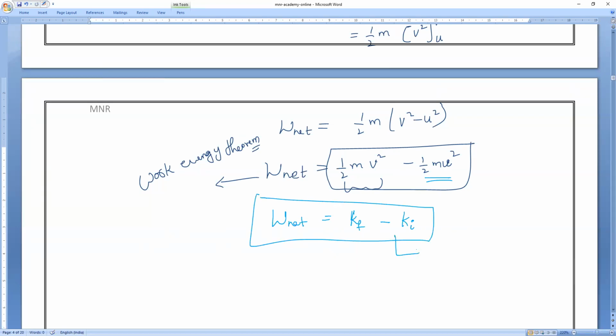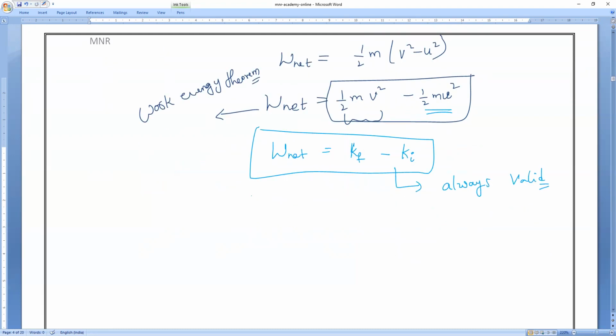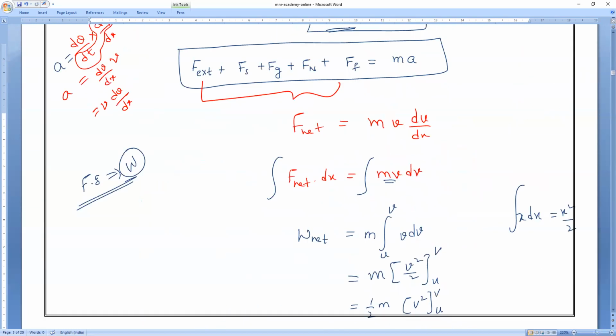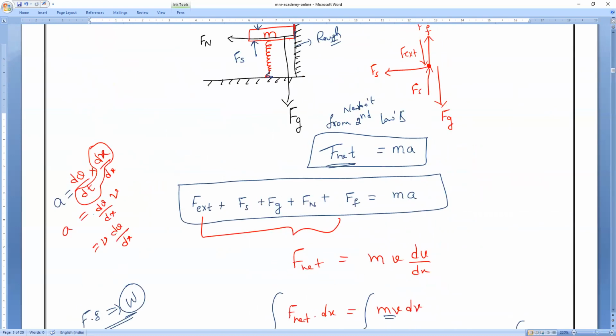So this is always 100% true for every substance. Is it clear, everybody? In particular cases, there is another force, which is actually a fake force, that is also included. What is that? Anybody can tell? Pseudo force. Yes. Of course the pseudo force is also included along with the F external, F net resultant force, but here we are not considering the pseudo force.